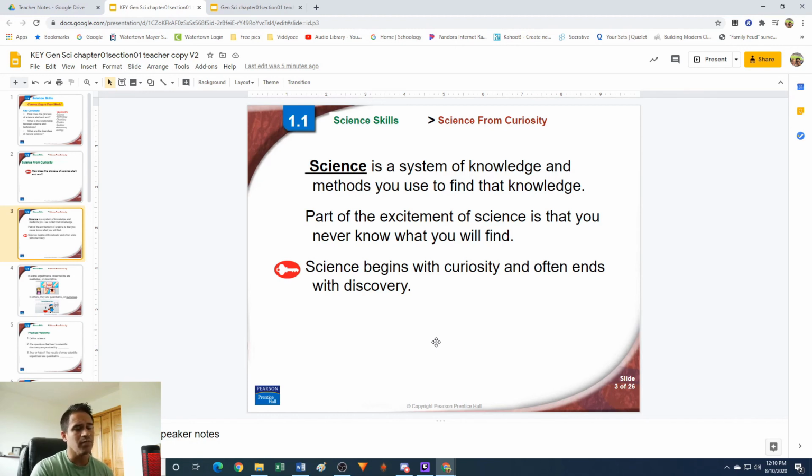Okay, so part of the excitement of science is that you don't really know what you're going to find, but a lot of times it begins with a question or being curious about something, and it's usually going to end with you learning information, okay? The main goal of science is you're always trying to learn something, okay? You're always trying to learn about a problem that maybe you didn't know beforehand. That's always the goal of science.